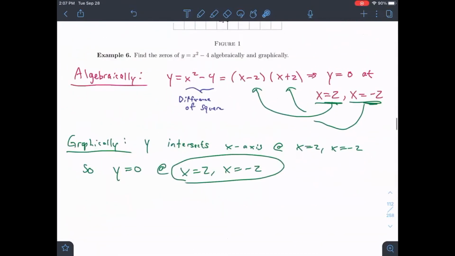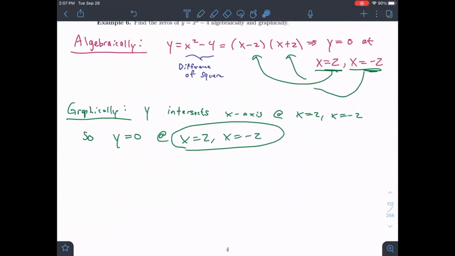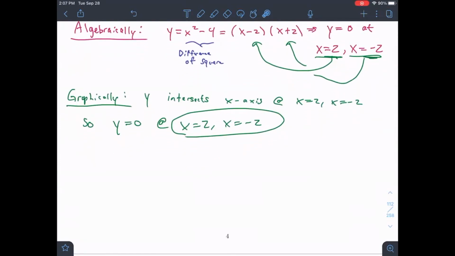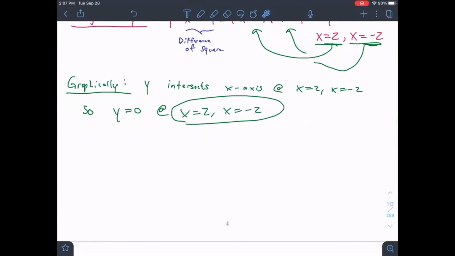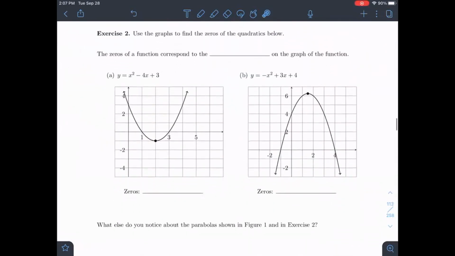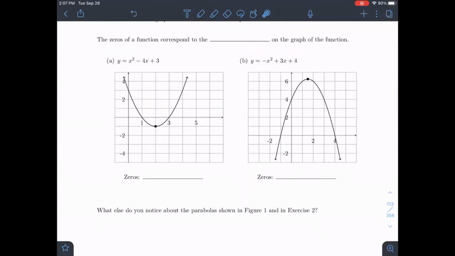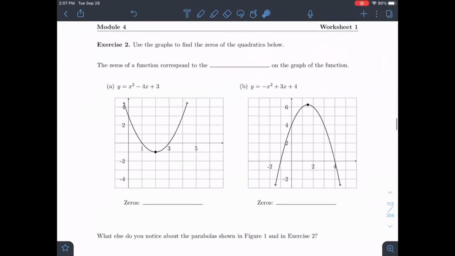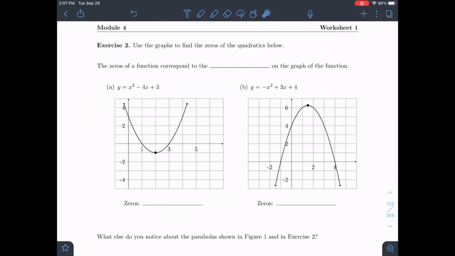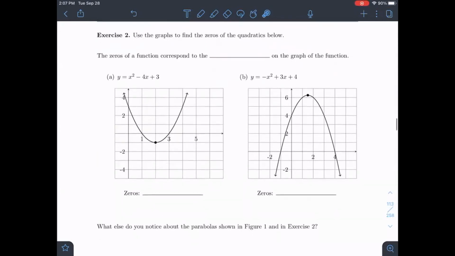Okay, and then there's a really quick exercise to finish the worksheet, which I'll give you a minute or two to work on, and then I'll quickly go over it. I want you to fill in the blank: the zeros of a function correspond to blank, which is represented by what part of the graph. And then I want you to determine where some zeros are. Spend a minute or two on this next exercise, and then I'll confirm your work, because I think most people understand this.